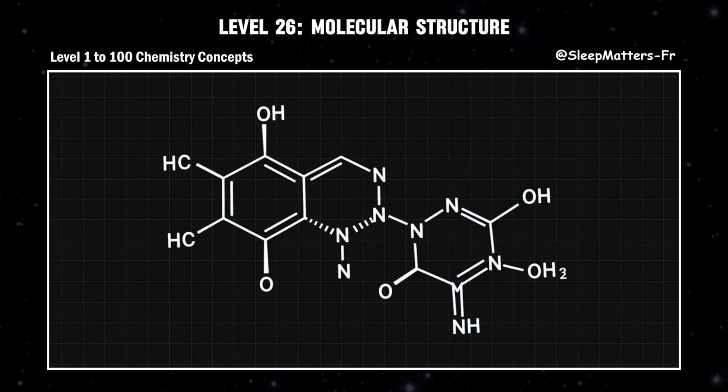Molecular structure is why some substances are solid, some are liquid, some are gas. It is why diamonds are hard and graphite is soft, even though both are made of carbon. It is a reminder that the same ingredients can create completely different results depending on how they are arranged. It is not just about the pieces, it is about the design.